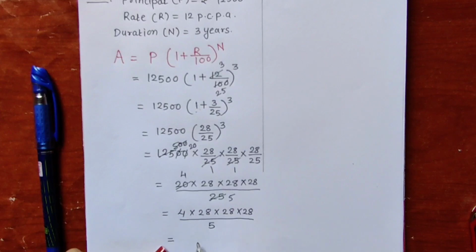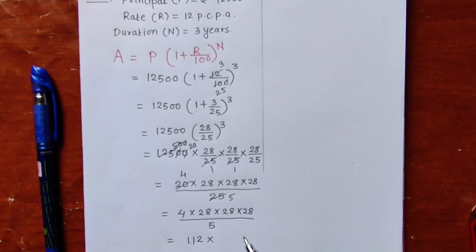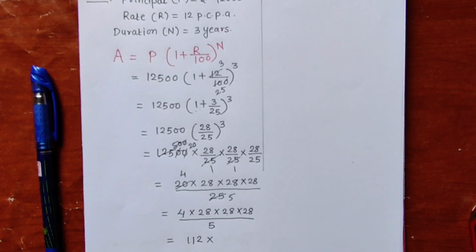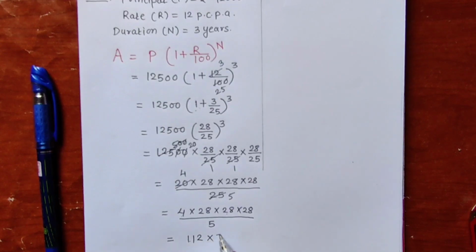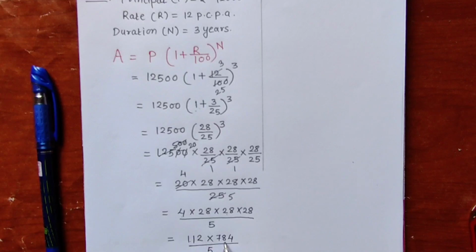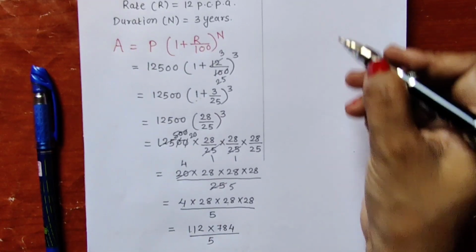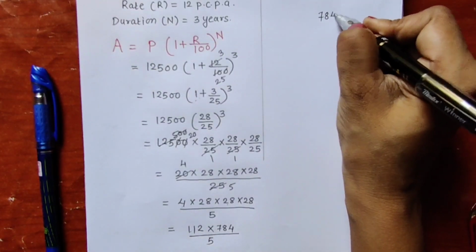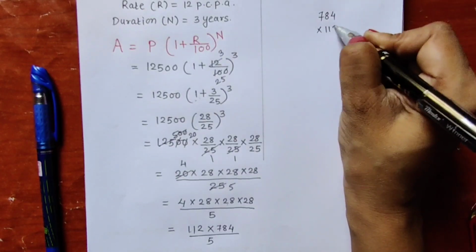So 4 8s are 32, 2 written, 3 carrying, 4 2s are 8, 8 plus 3 is 11. So 4 into 28 is 112, multiply by 28 into 28, that is 28 square. What is 28 square? 784, correct, upon 5. Now first we will multiply this 112 into 784. So 784, I will do rough work here. 784 multiply by 112 here.